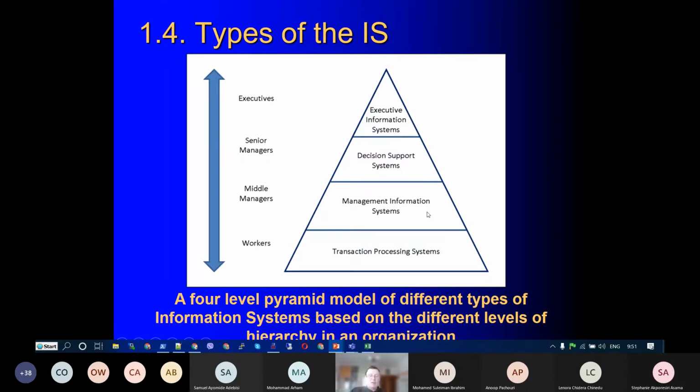Our next three levels represent management information system, decision support, and executive information system, designated to support the management process and collect information mostly obtained from the bottom-level TPS as well as from various external sources, and facilitate decision making.